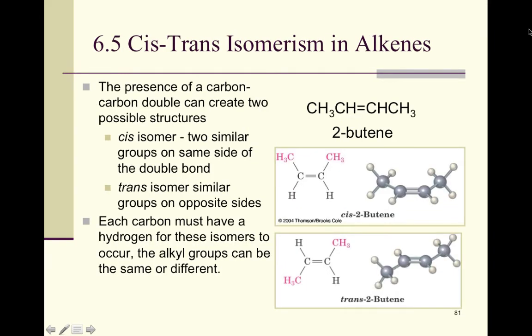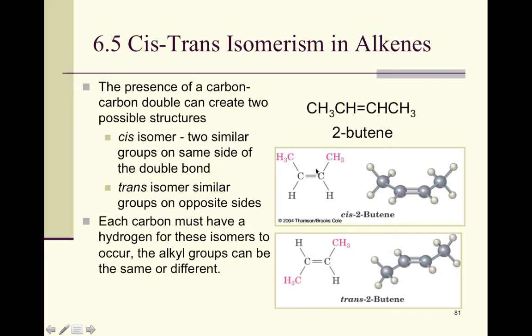Cis-trans isomers in alkenes. The presence of a carbon-carbon double bond can create 2 possible structures. And again, that's because we do not have rotation around the carbon-carbon double bond. We have an example here of 2-butene, so we have the double bond starting at carbon 2 with 4 carbons total. We can have a cis isomer. This is when we have hydrogens on the same side of the double bond. Do you see the hydrogens here on the same side of the double bond? And trans is when we have hydrogens diagonal compared to the double bond, one on top and one on bottom.